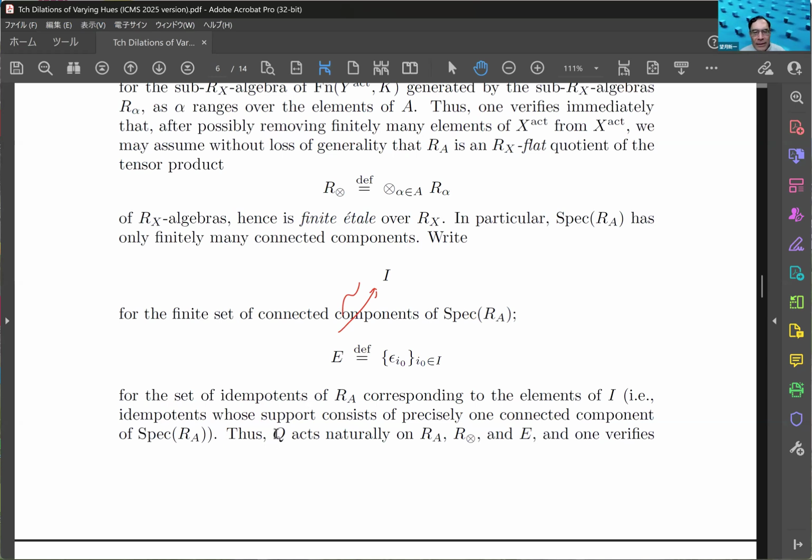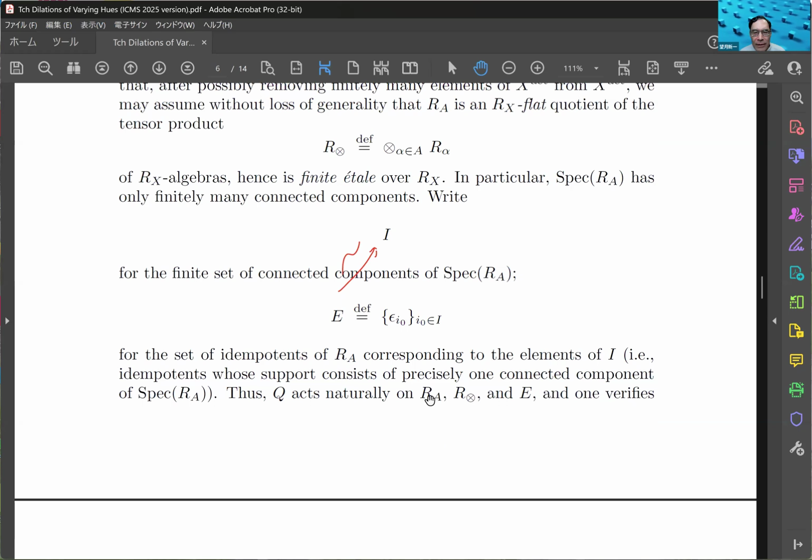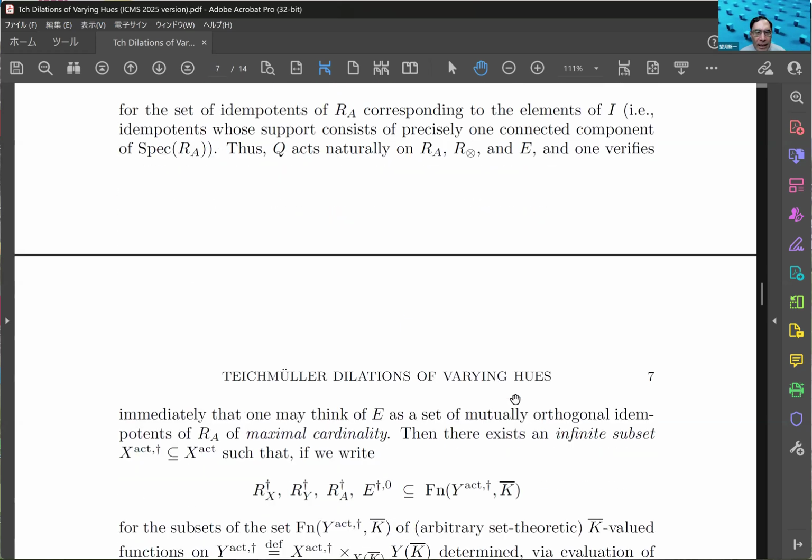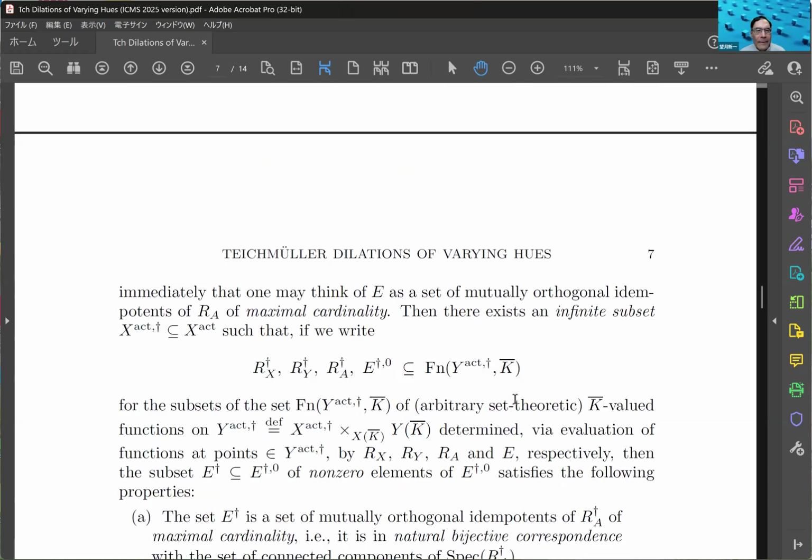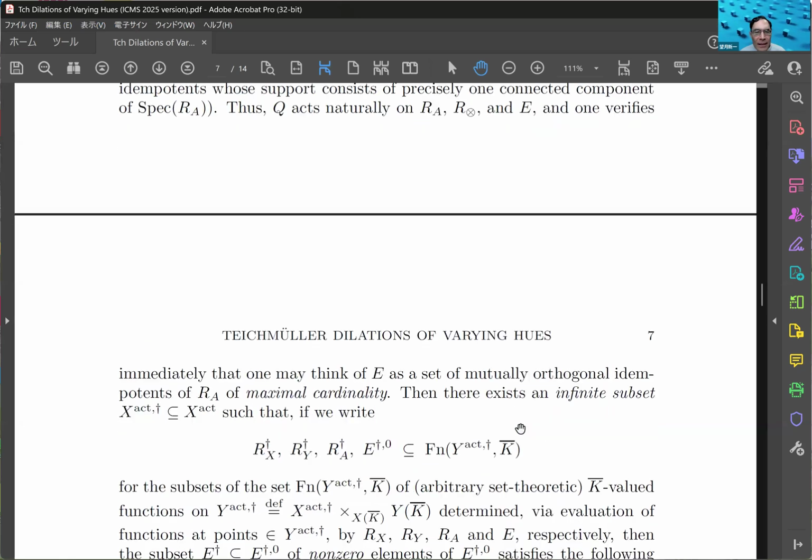Now Q acts naturally on all of these objects, R_A, the tensor product, and also E and I. And one verifies immediately that one might think of E as a set of mutually orthogonal idempotents of R_A of maximal cardinality.